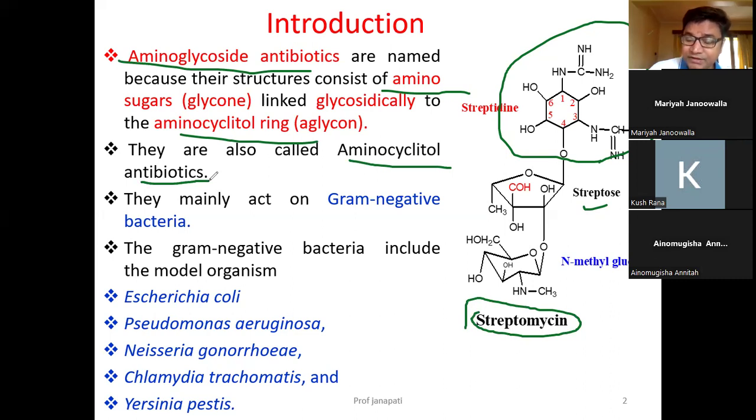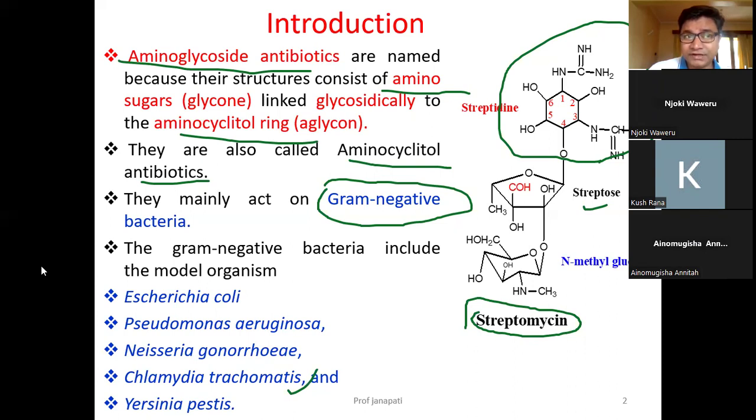These are broad spectrum antibiotics. However, they act effectively on gram-negative bacteria. These drugs are bactericidal, meaning they cause killing. At the same time, it is a broad spectrum antibiotic, but it mainly acts on gram-negative bacteria. Some of the notable bacteria on which it shows action are E. coli, Pseudomonas aeruginosa, Neisseria gonorrhoeae, Chlamydia trachomatis, and Yersinia pestis. So these are some of the notable microorganisms on which these drugs can act.